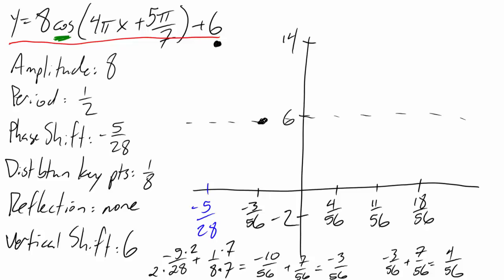And then we're going to be all the way down here at the bottom. In fact, let me write it out this way so we'll actually be able to see what's going on. At negative 2 for our y value when x is 4 over 56. Then at 11 over 56, we're back up here at the center line, positive 6. And then at 18 over 56, here we are at the very top of our graph, positive 14. All right, now our key points are drawn.